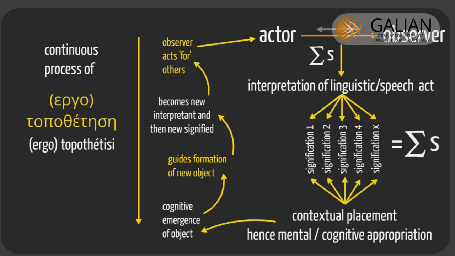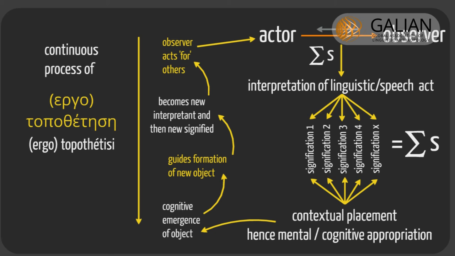Following this, the observer, who has now developed some sort of cognition, situated cognition, becomes an actor in some other way for other people or an internal action or something, and the process then restarts, and we have the process once more from the beginning. And I use the term beginning very loosely here. And we call this a continuous process of ergo topotheticy. So, pragmatic positioning of the sign.